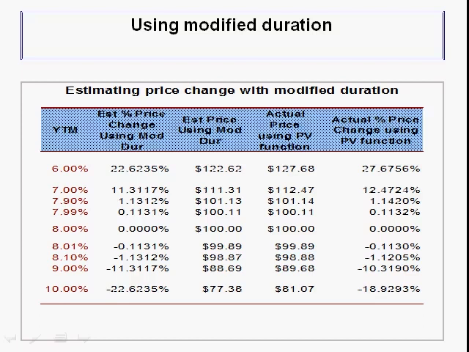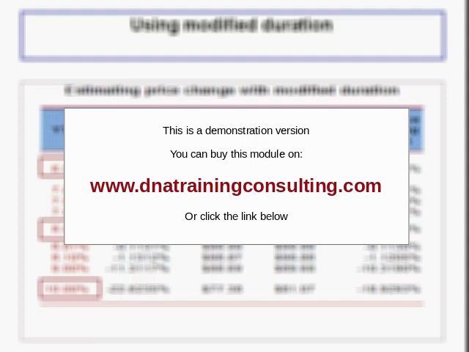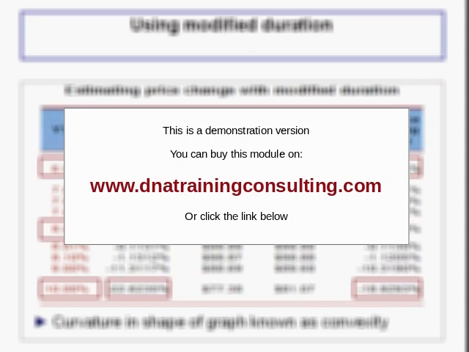You will notice from this table here that as we allow yields to move by significant amounts from the original yield level of 8% in the middle row, we find that our linear approximation for the bond's price changes becomes increasingly inaccurate, suggesting a curvature in the actual shape of the real graph. This curvature in the shape of the graph is known as convexity.